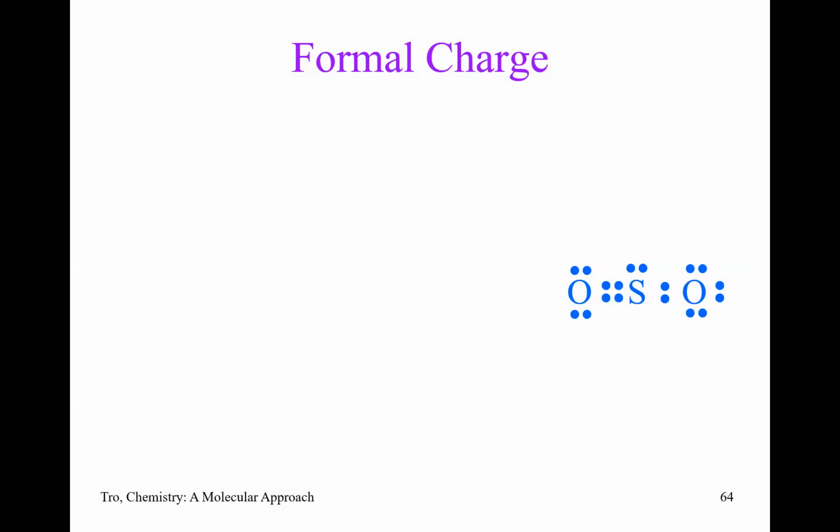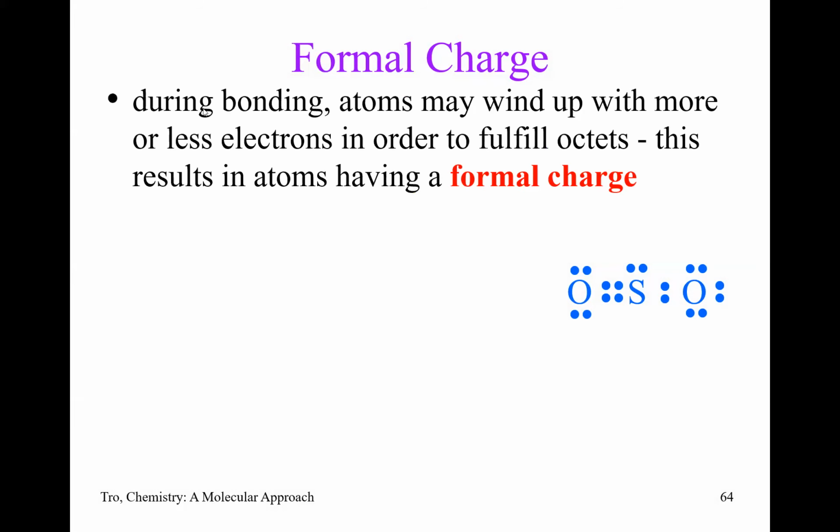Okay, so what was missing from there is formal charge. And so what formal charge is: during the bonding, atoms may wind up with more or less electrons in order to fill octets. This results in atoms having a formal charge. So it's a difference in the number of electrons than the standard that we saw.